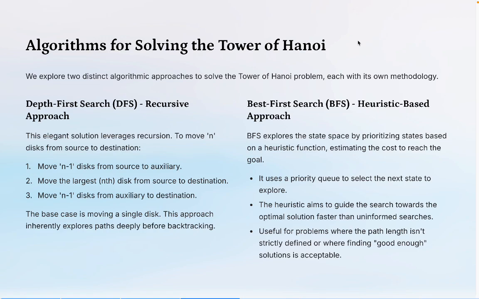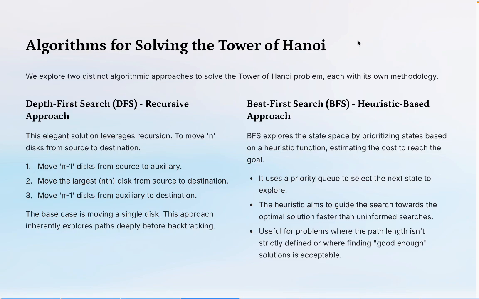The algorithms I have used for solving the Tower of Hanoi: there were mainly 2 approaches. One was depth first search, and I used a recursive manner. The classical recursive solution, steps for n disks: move n-1 disks from source to auxiliary, move the nth disk from source to destination, then move the n-1 disks from auxiliary to destination. The base case is when only one disk remains. It always produces the optimal solution within 2^n - 1 moves.